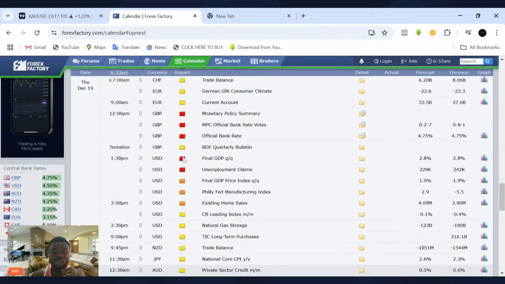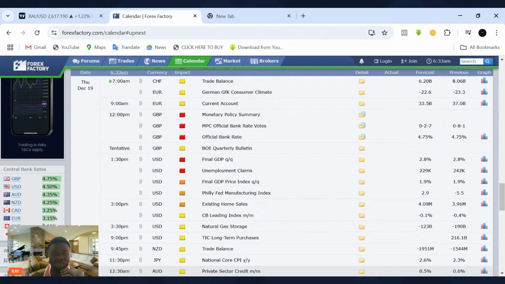And at the same time, at 1:30, you are going to be having GDP. So GDP simply means what? Final goods and services produced by a country. So they are expecting the same numbers. And we're having unemployment claims. They are expecting unemployment to be very low. So 229, the previous one was 242. So if unemployment is very low, that means what? The dollar is going to gain strength.